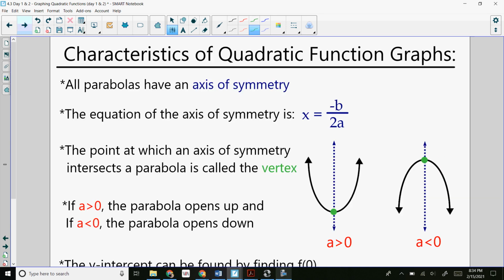Okay, a couple things to consider here is that all parabolas have an axis of symmetry, and that's going to be our next part, which is x equals negative b over 2a. That's how you find the axis of symmetry, of course, with our a, b, and c's being the different terms of our quadratic. Next, it says that the point at which an axis of symmetry intersects the parabola is called the vertex. Okay, so it's going to be at the very bottom or the very top, depending on which way the parabola is facing or opening.